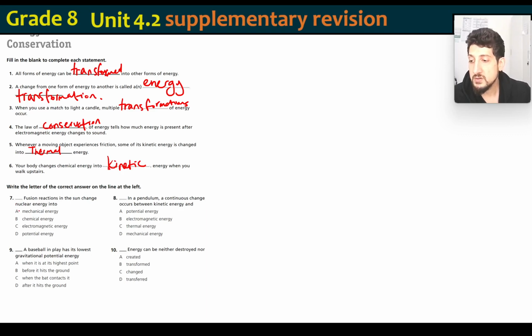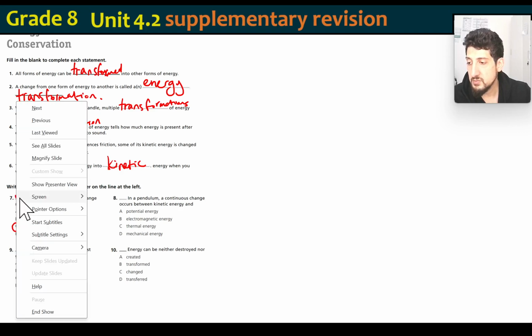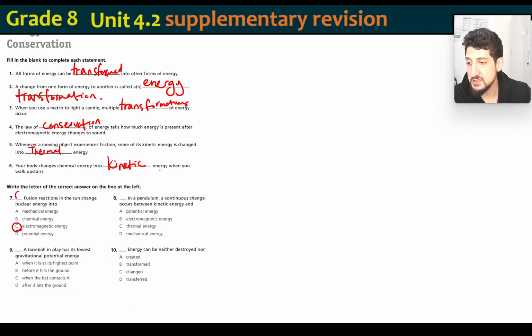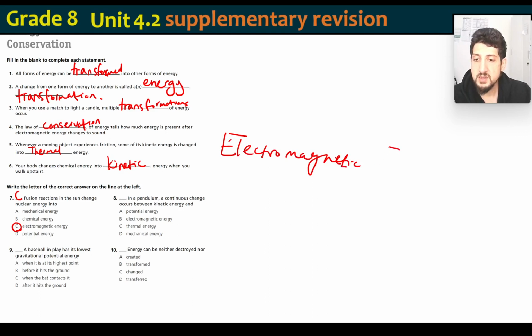Write the letter of the correct answer in the line on the left. Fusion reaction in the sun changed nuclear energy into electromagnetic, which is light. Hopefully you remember that electromagnetic energy equals light energy. Sorry, that's horrible handwriting. Electromagnetic, or EM, is light.